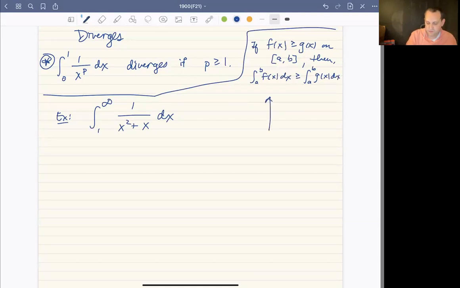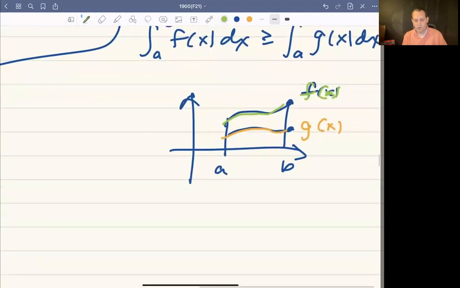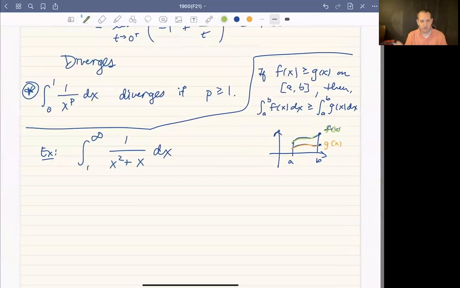If I have two functions, say f and g, and I integrate them from a to b, let's give them color so they're a little easier to look at. So we have g and f. Then the area under the green curve is going to be more than the area under the orange curve. Okay, not shocking. The same is true actually, whether the function's above or below the x-axis, it's the same calculation.